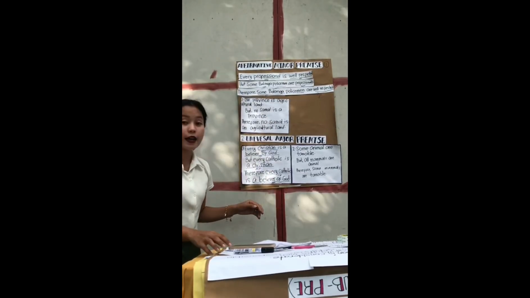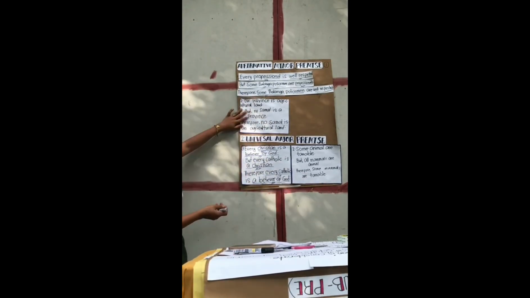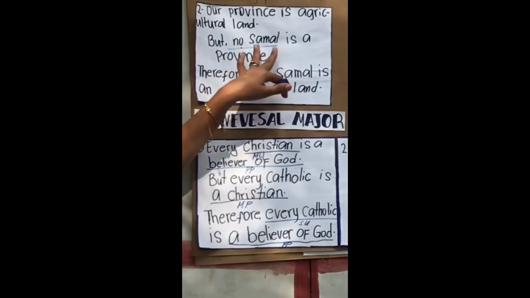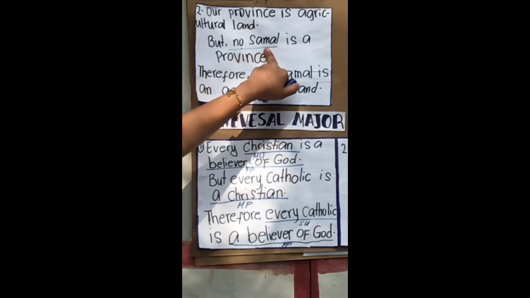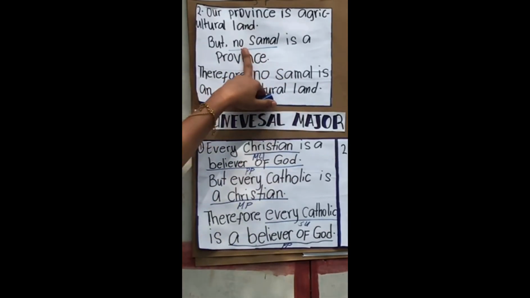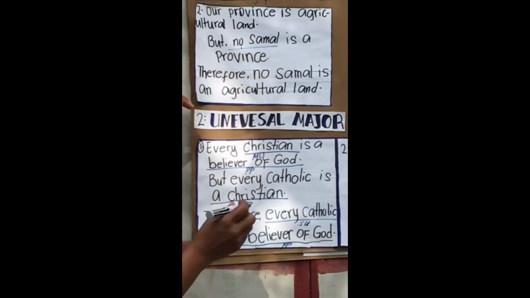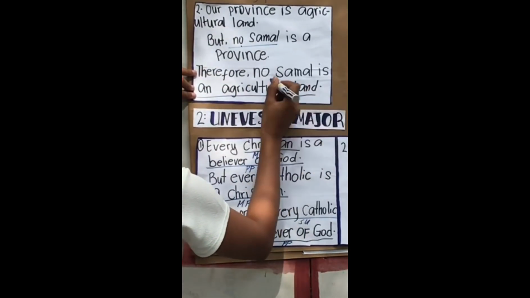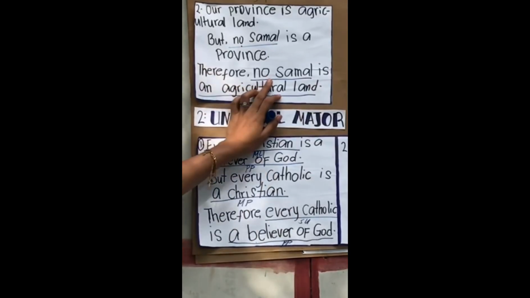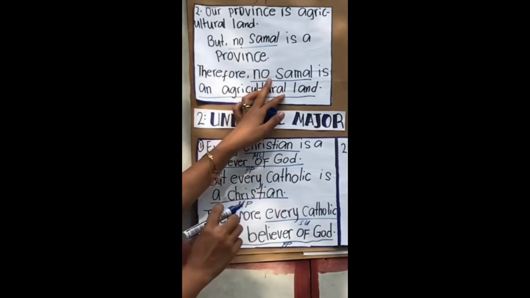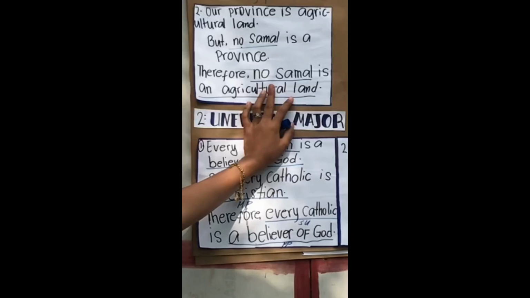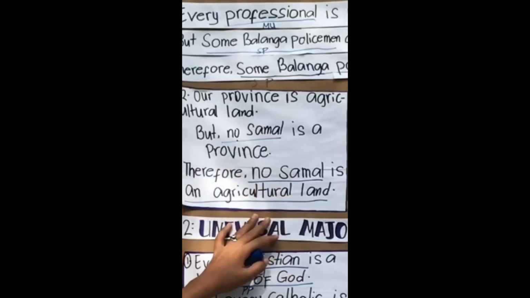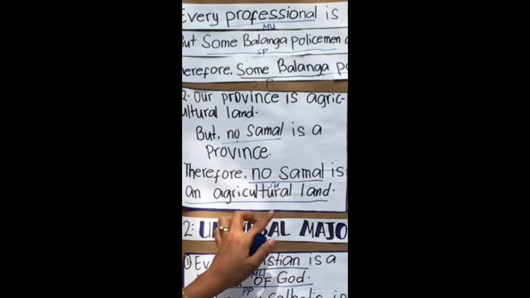Kasi hindi nasunod yung rules natin. Kaya invalid yung itong example natin. No summon. So, negative siya. Dahil dyan, naging negative yung example natin. Kasi ang sabi sa rule natin, kailangan is positive yung premises natin. And dito sa conclusion natin, an agricultural land and no samal, ito yung subject natin. And ang agricultural land is ito yung predicate natin sa first premises.